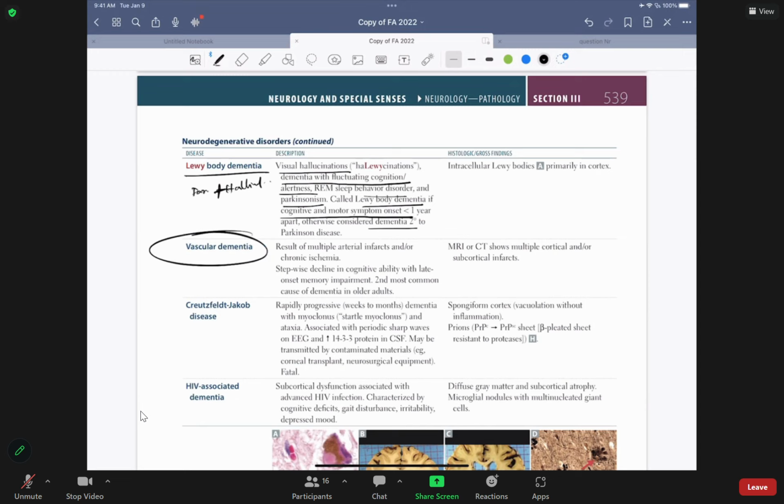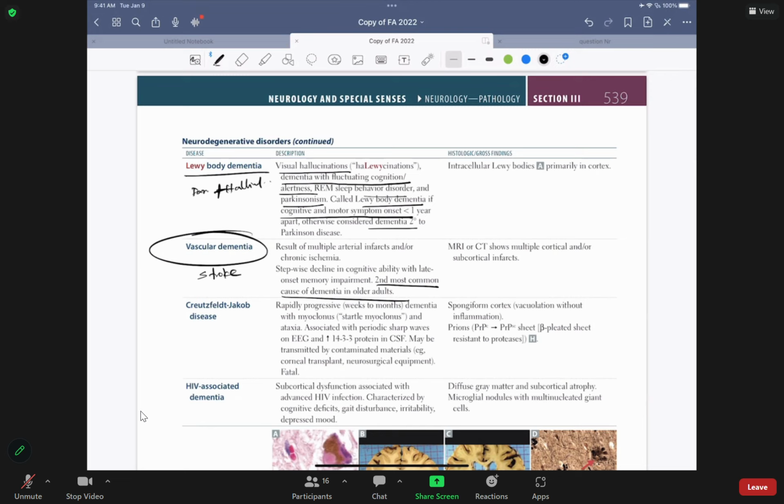Vascular dementia is a high yield topic. What does vascular dementia mean? That's your stroke. People getting stroke is the second most common cause of dementia in elderly people. You see that? What's the number one? Alzheimer's disease. Number one cause of dementia is Alzheimer's. Number two is stroke. When people get stroke, this is what happens, folks.